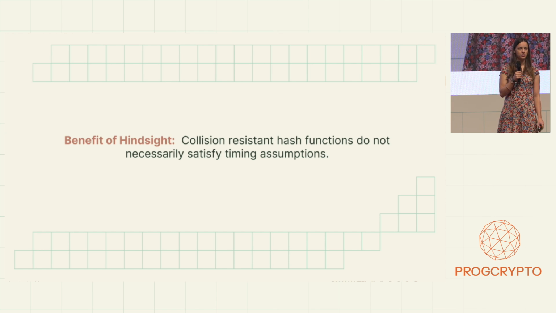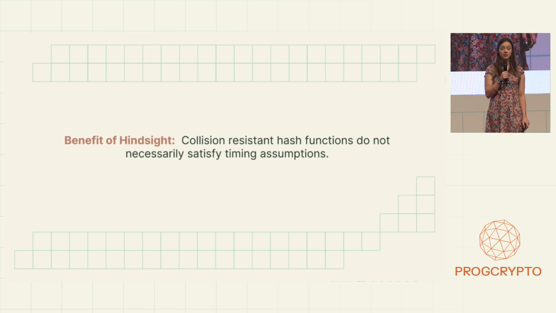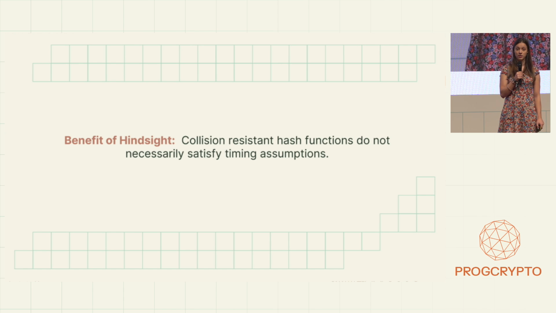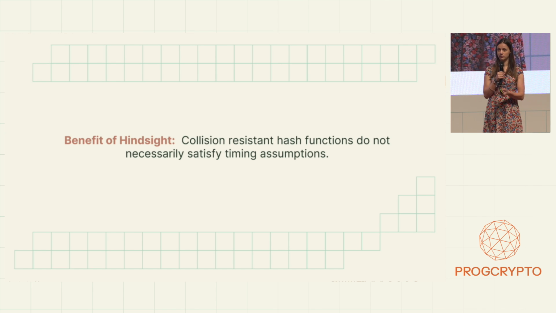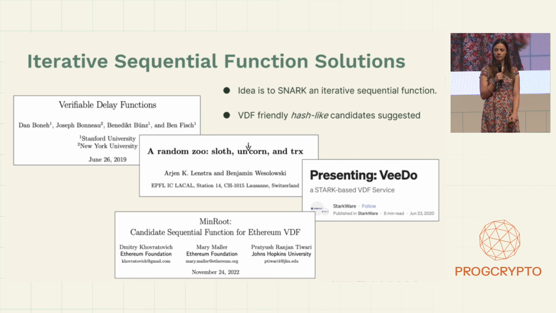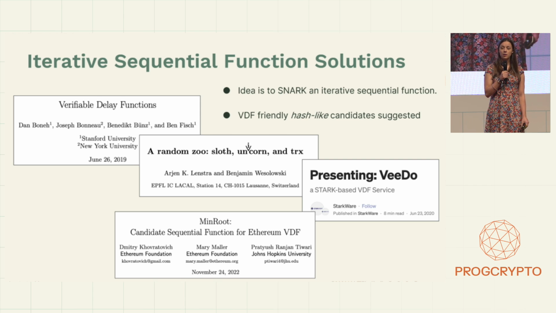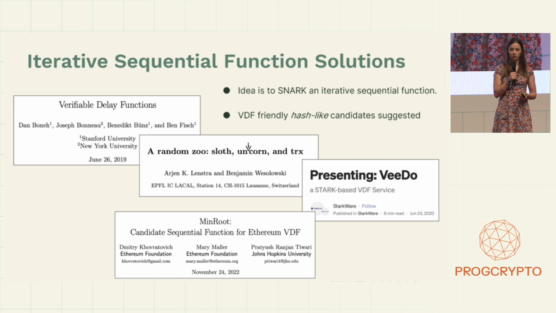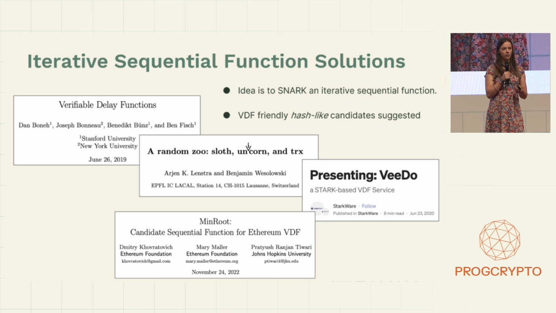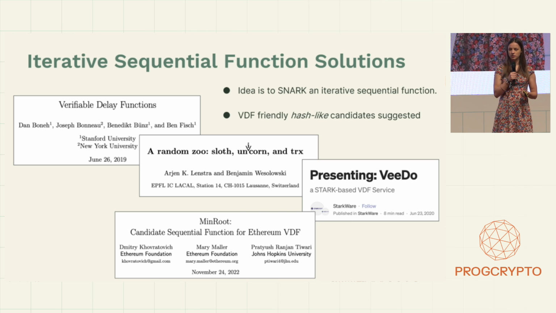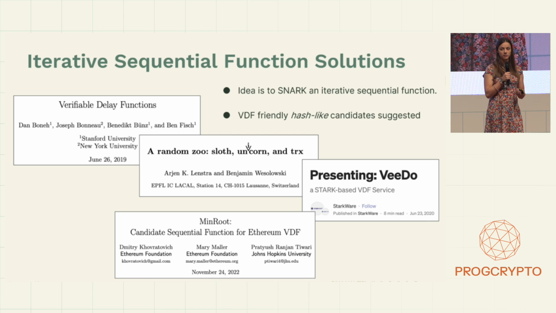One benefit of hindsight, which I will talk about more later, is that collision-resistant hash functions do not necessarily satisfy timing assumptions. The two assumptions are completely orthogonal. But in 2020, there were some, I would say, VDF-friendly sequential functions that were coming out. They were very efficient. They kind of looked quite hash-like in nature, and they include Sloth, they include VDO, and they include MinRoot. These are not hash functions, unlike the original VDF paper. Instead, they are sequential functions which are designed to be very quick to compute in hardware.